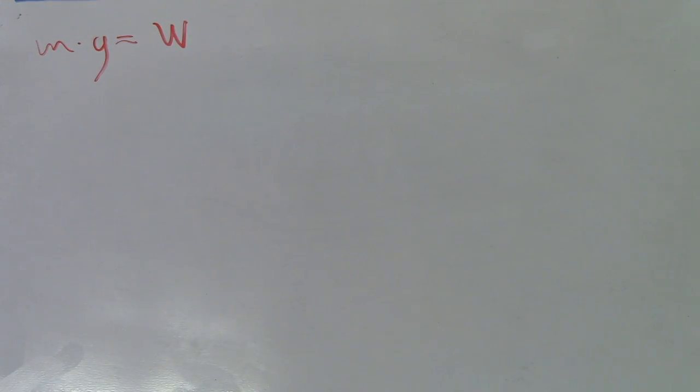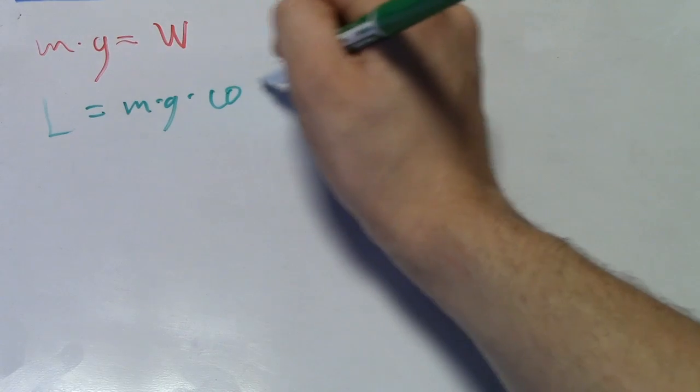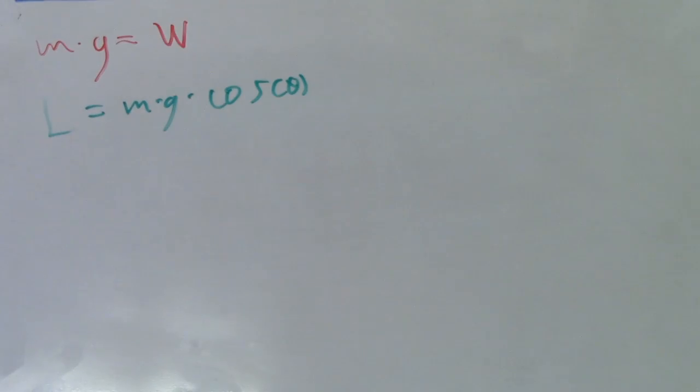Now, lift is the force that counteracts the mass of the airplane times the acceleration due to gravity, more commonly known as the airplane's weight. Now, for the plane to take off, the lift needs to be equal to the weight of the airplane times the cosine of theta. And I'll show you why this is.